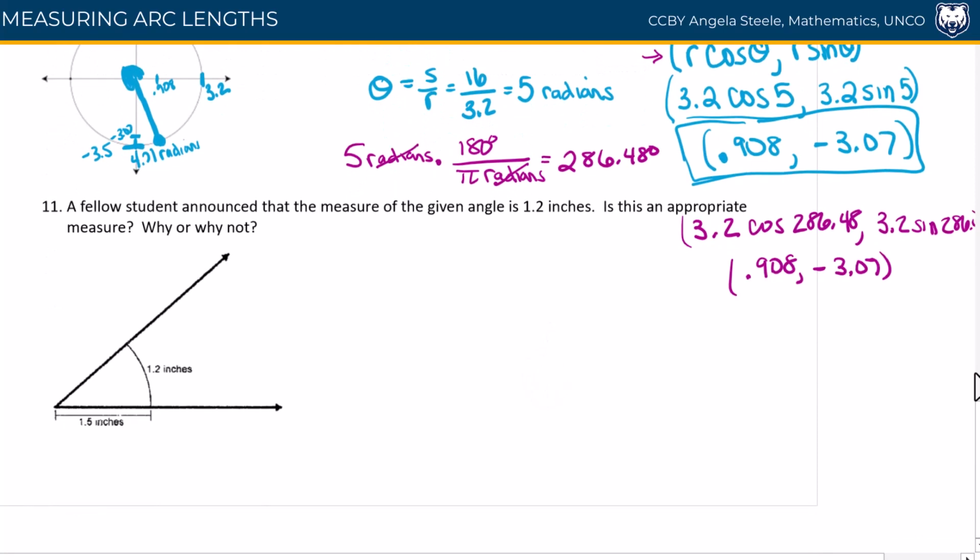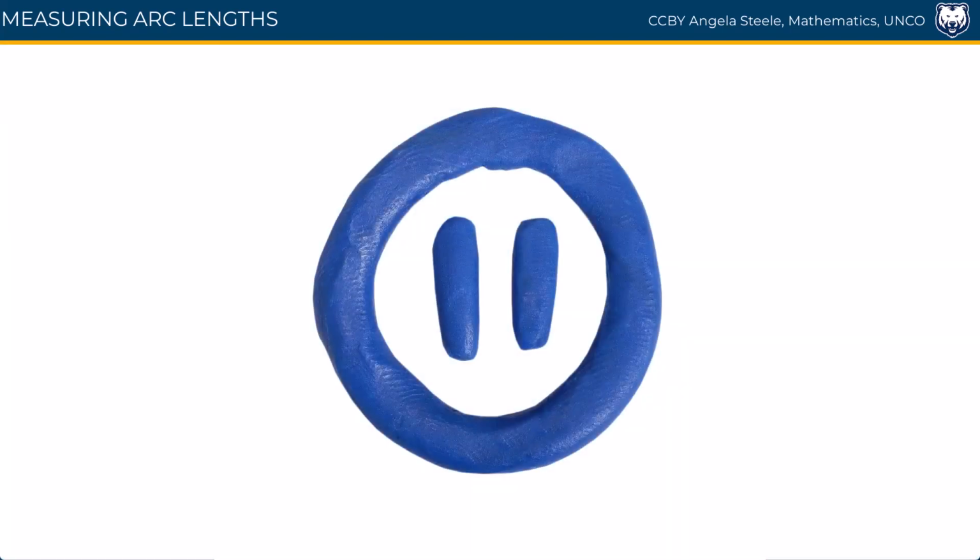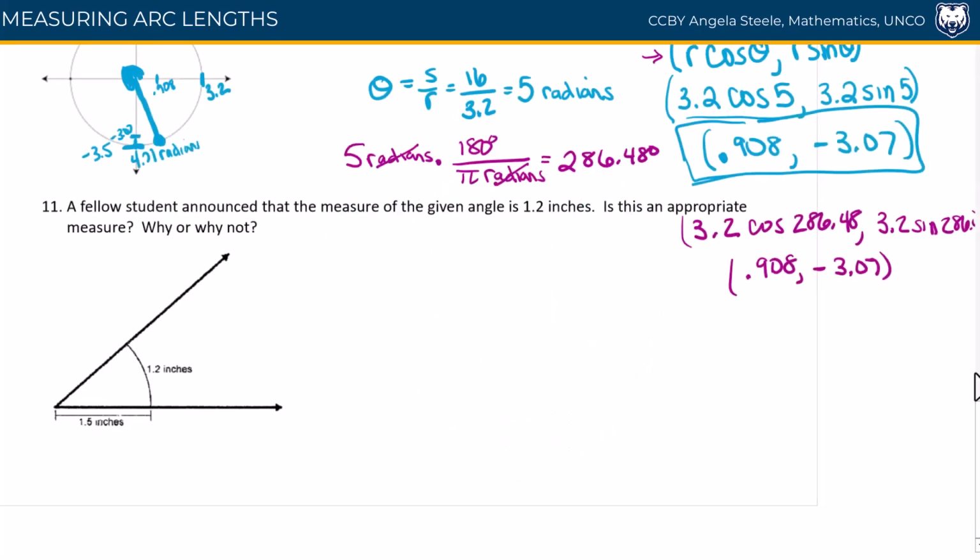So a fellow student announced that the measure of the given angle is 1.2 inches. Is this an appropriate measure? Why or why not? So I want you to pause the video and think about this question. Okay, so the reason why we use a degree instead of inches is that if you have someone that has these two rays, right, so we've got this ray down here, and we have a second ray right here.